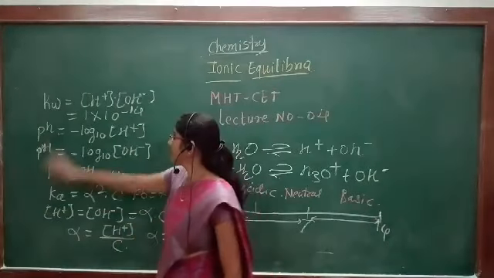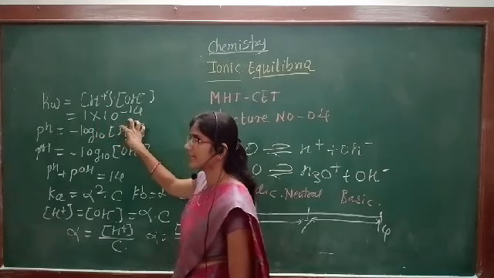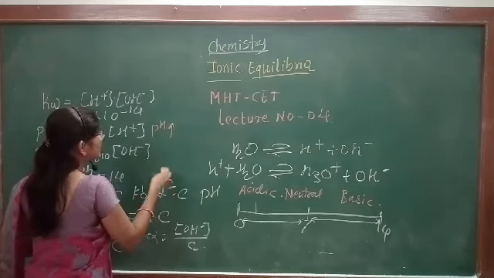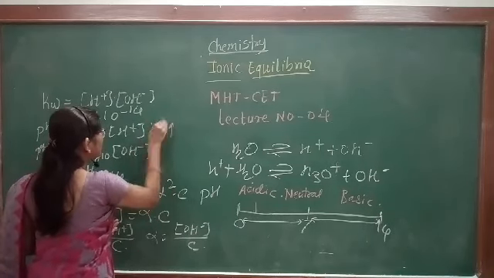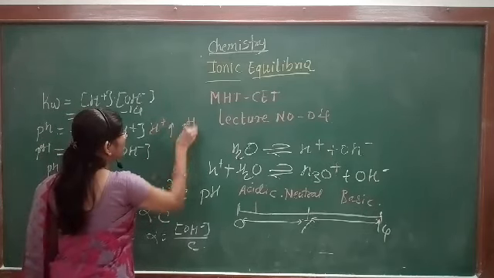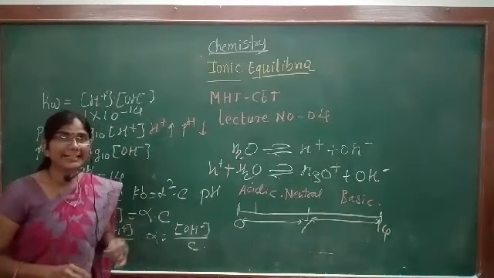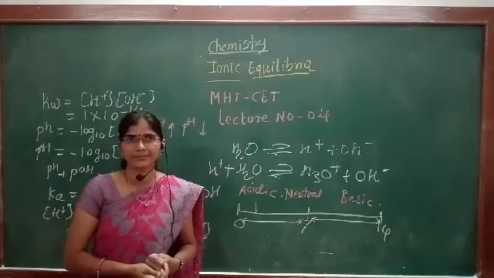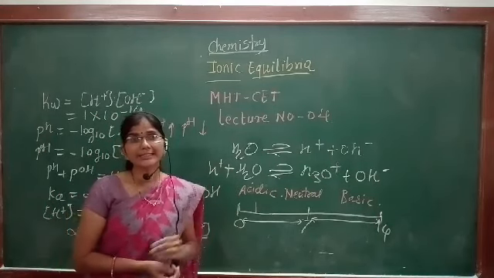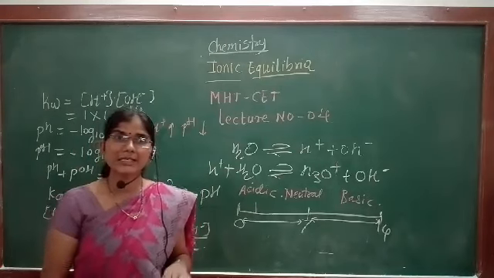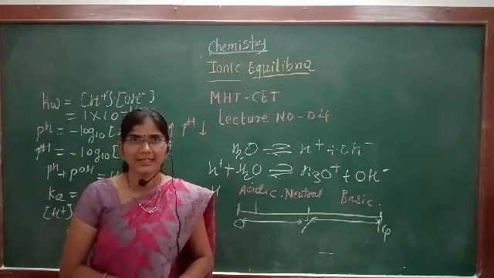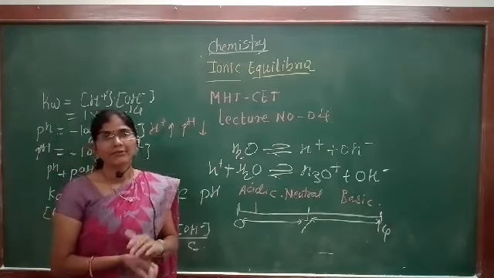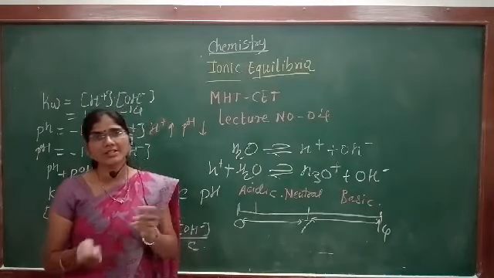And what is the relation between pH and the H plus ion concentration? As the H plus ion concentration increases, the pH of that solution decreases and that solution is more acidic. Because according to the Arrhenius theory, a solution which contains more and more H plus ions in an aqueous solution is acidic.